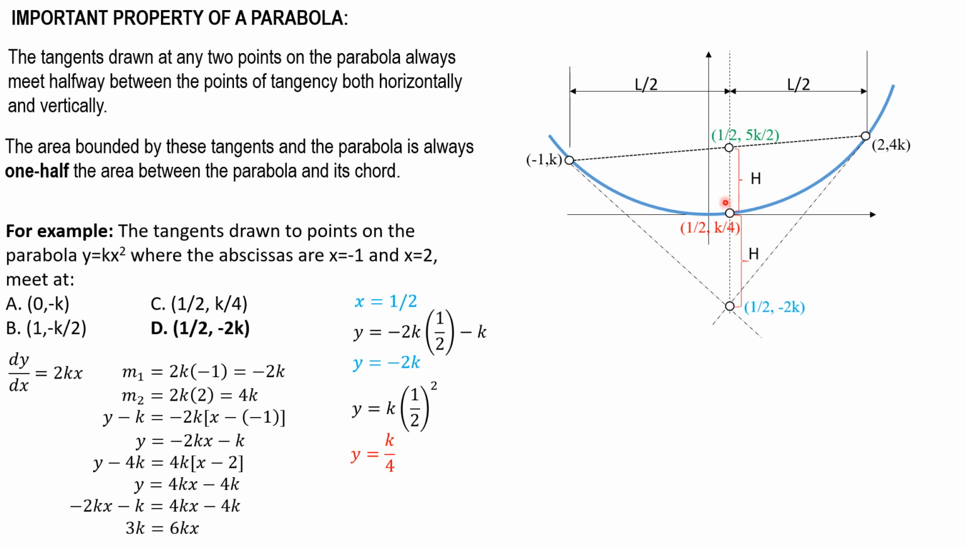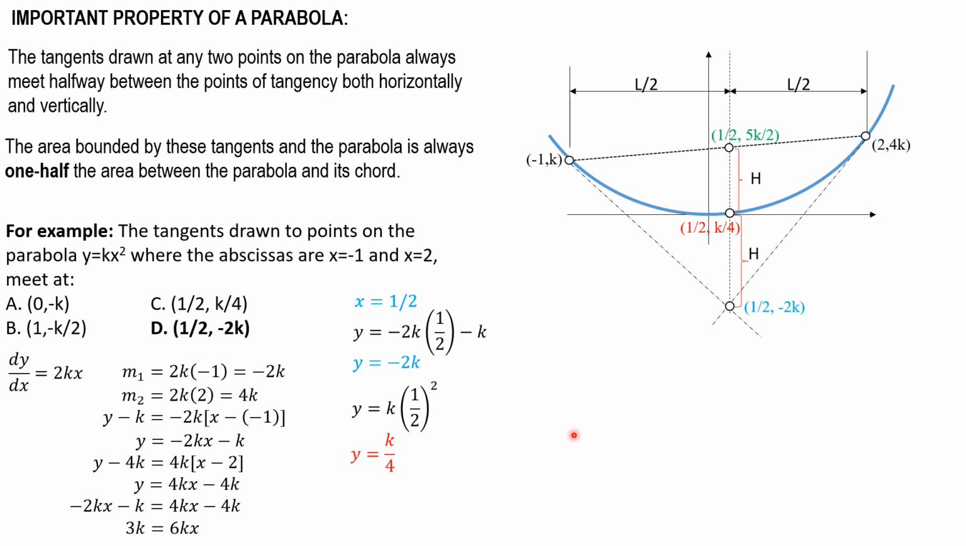So the 3 points have the same x coordinate 1/2. That's why they lie on the same vertical line. For the vertical distance, 5k minus k over 4, that's 2.25k. K over 4 minus -2k, that's also 2.25k. So it's indeed that this vertical distance is equal to that vertical distance there.